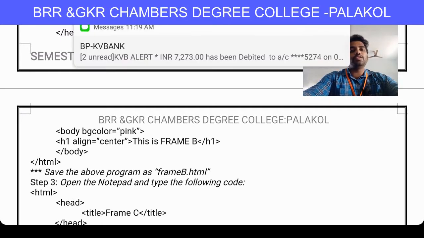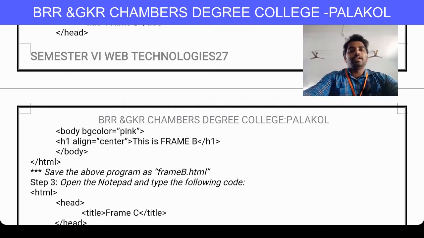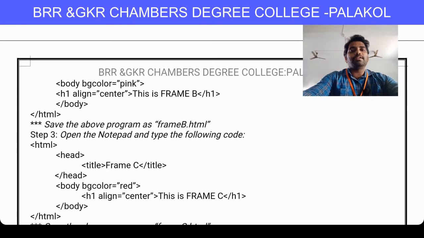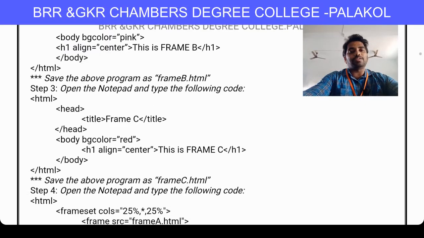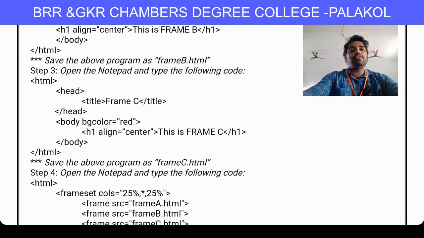Next one, open Notepad and type the following code: HTML, head, and frame C. Execution is started: HTML, head, title frame C, title close, and head close. Body background color equals red. H1 align equals center, frame C. The third web page is created: background color is red, frame C, and body close and HTML close. The third web page is completed. Save the above program as framec.html.